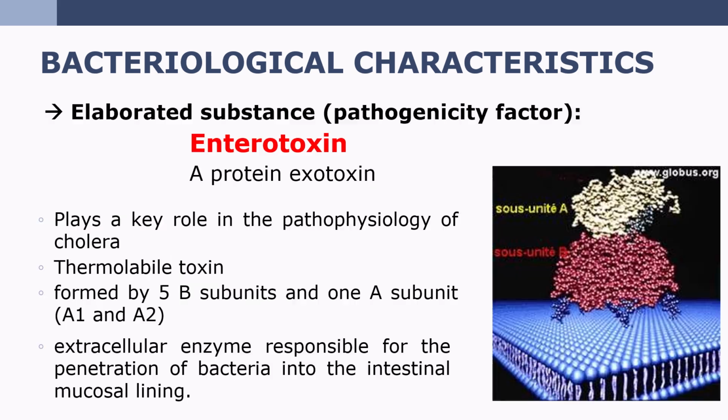The main substance produced, responsible for the pathogenicity of Vibrios, is an enterotoxin. It is a protein exotoxin, which plays a central role in the pathophysiology of cholera. It is thermolabile and has a characteristic structure composed of 5 B subunits, involved in cell attachment, and 1 A subunit, subdivided into A1 and A2, responsible for intracellular toxic activity. It is associated with extracellular enzymes that facilitate the penetration of bacteria into the intestinal mucosal lining.